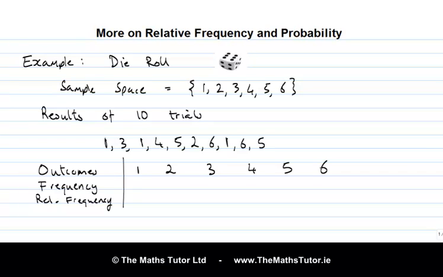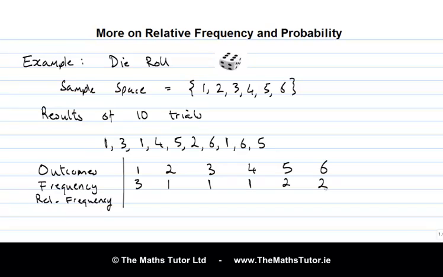To work out the frequencies, we go through each of these outcomes and count how many times it happened. So 1 happened 3 times, so its frequency is 3. 2 just happened once, so it has frequency 1. 3 just happened once as well, so that has frequency 1. 4 has frequency 1. We got 2 5s, so that has frequency 2. And 6 happened twice, so that has frequency 2. So those are the frequencies of the various outcomes.